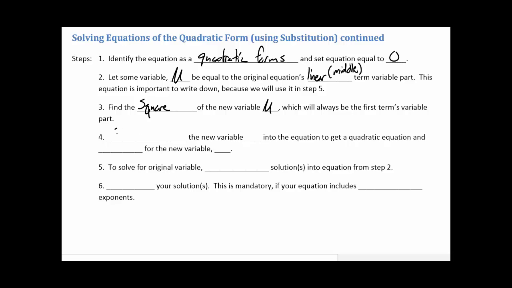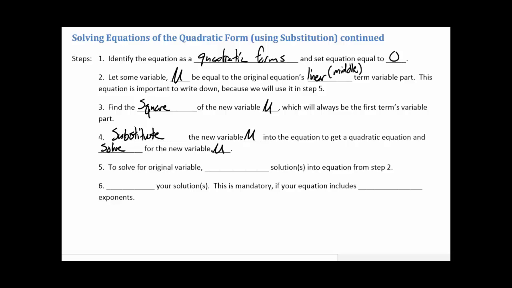So our step 4 is to substitute the new variable u into the equation to get a quadratic equation and solve for the new variable u. So we're going to rewrite the problem in terms of u. We're going to solve for u because now it's going to look like something we know how to solve. But then we're not done because it's not about solving for u. It's about solving for x or solving for whatever variable we're given.